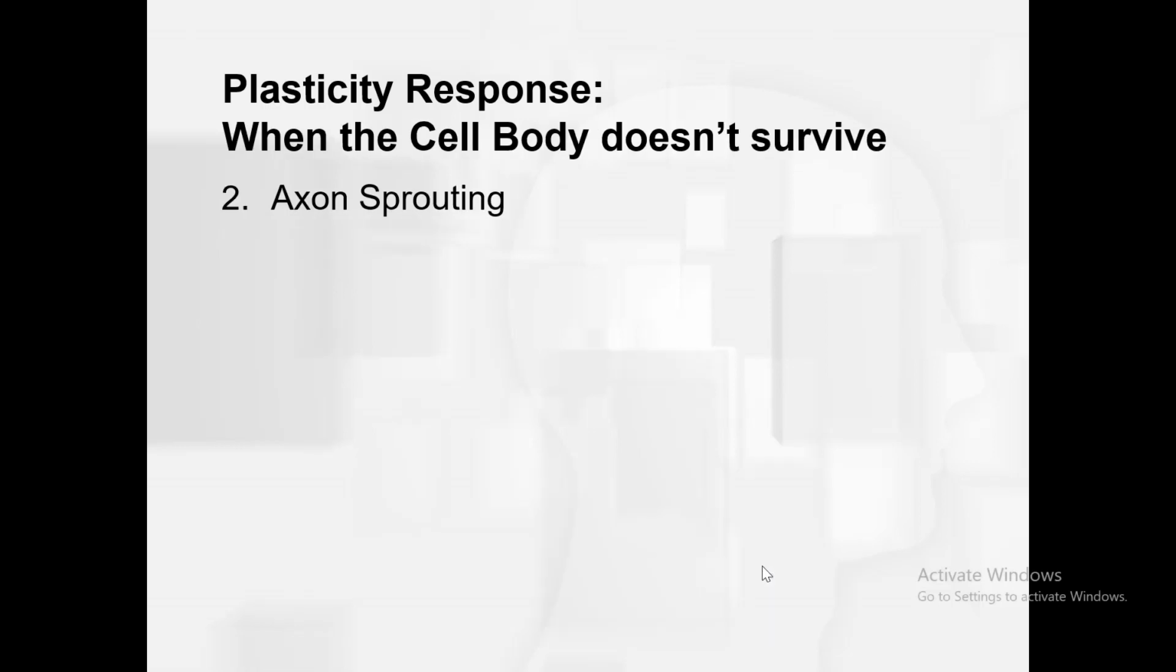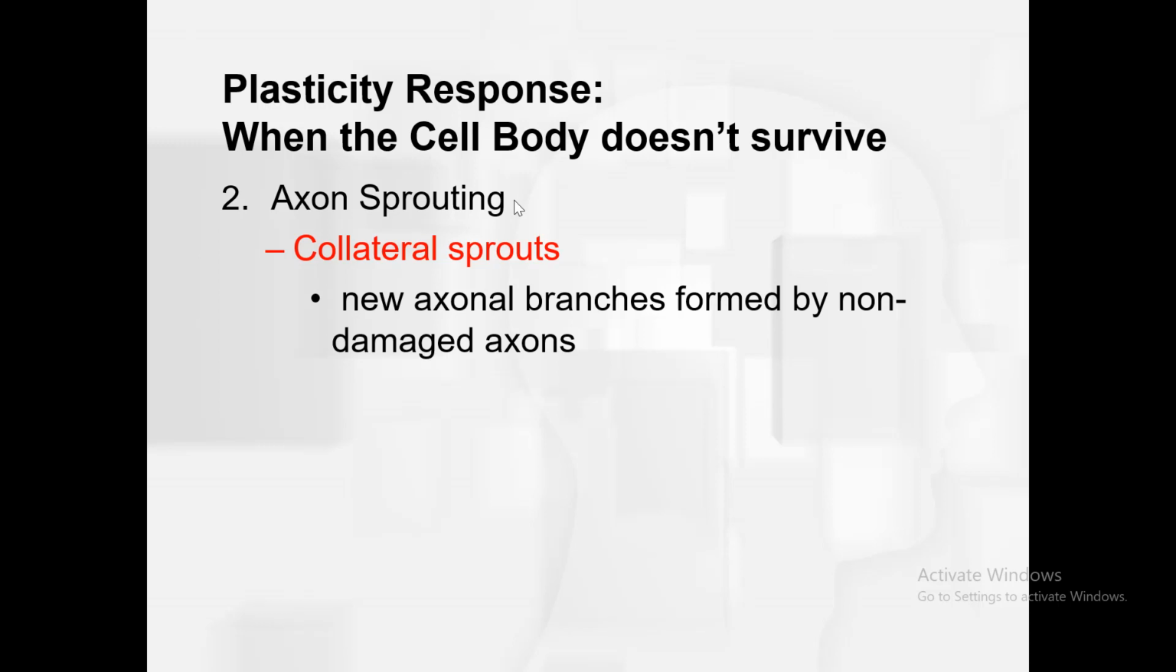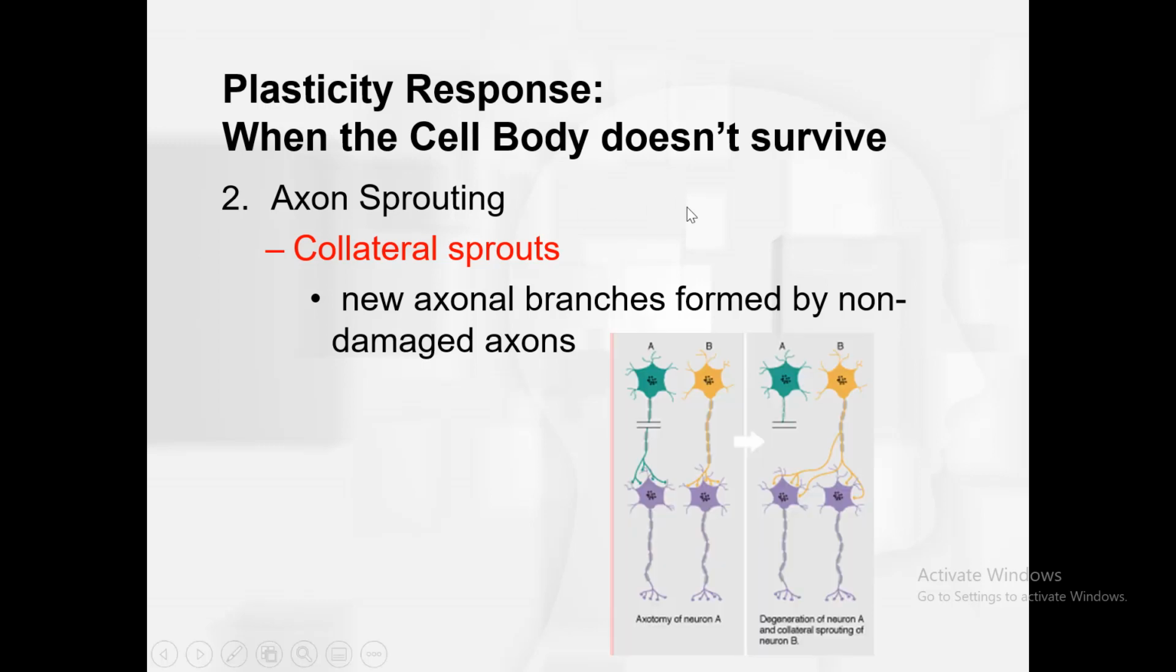So when the cell body doesn't survive, what we see is axon sprouting. And this is sprouting of surviving neurons' axons. So we also can call those collateral sprouts. So the idea is that new axonal branches are formed by non-damaged axons. And remember, a cell only has one axon. So those non-damaged axons have to come from different neurons. So that's what we see here.